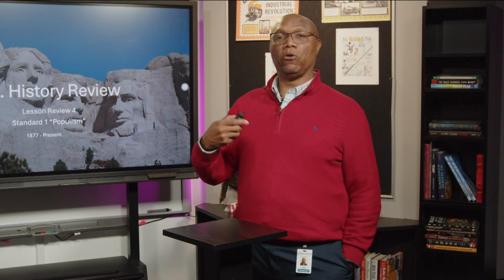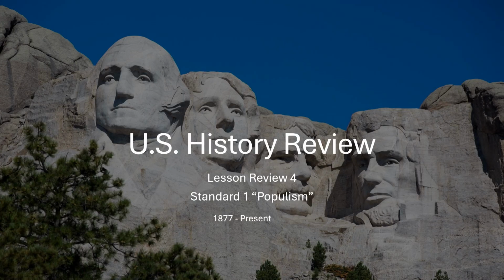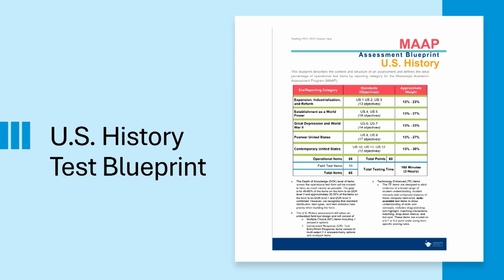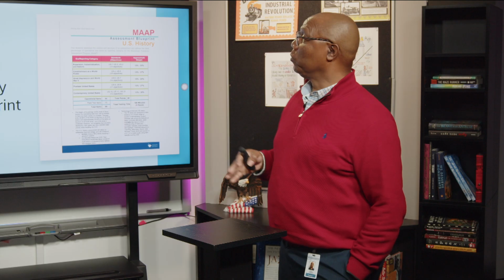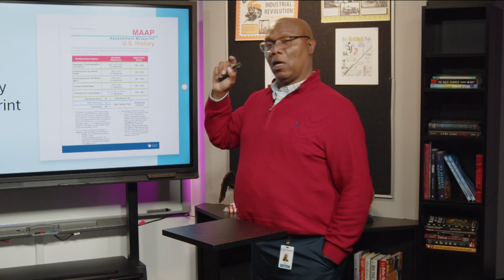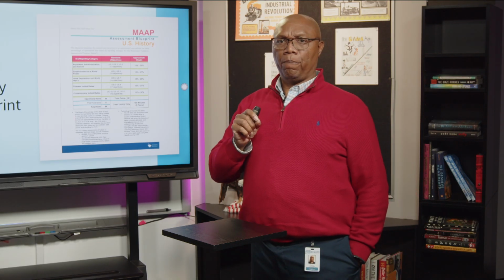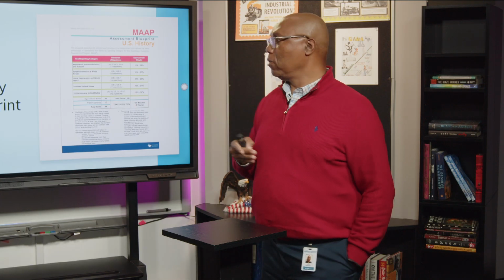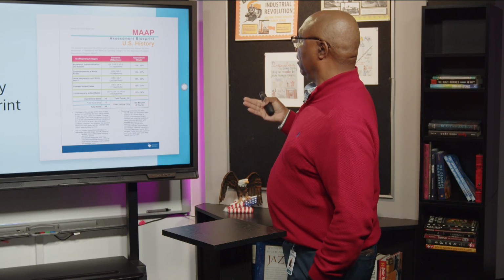And populism is a movement with farmers. What it was designed to do is improve the conditions that farmers faced during the late 1800s. What we'll do is start with the U.S. History Test Blueprint. In each one of these lessons, we try to impress upon you the importance of looking at this test blueprint and then tailoring your review around these categories.